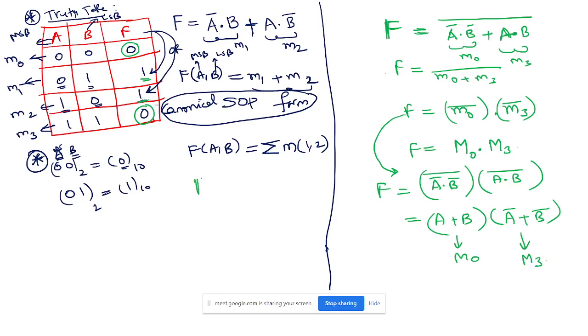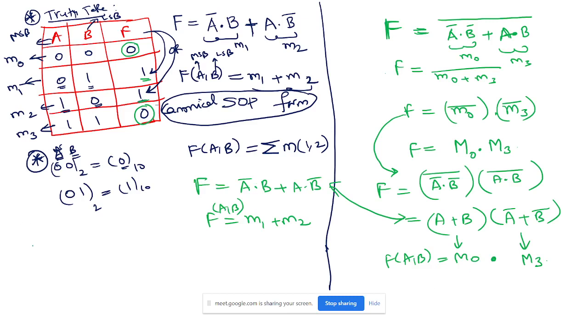Okay. So if I write F equal to A bar B plus AB bar, this is also right. Or if I write F equal to A plus B into A bar plus B bar, that is also right. If I write F equal to M1 plus M2, that is also right. Or if I write F of AB equal to M0 multiplied by M3, that is also right. So F of AB can be written as M1 plus M2 or capital M0 into capital M3. Everything is right.